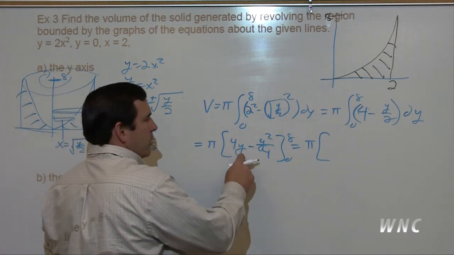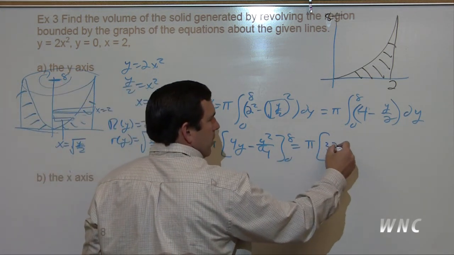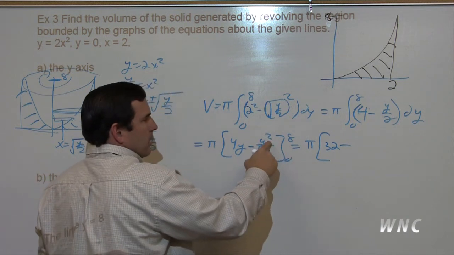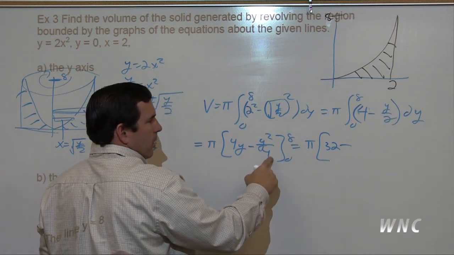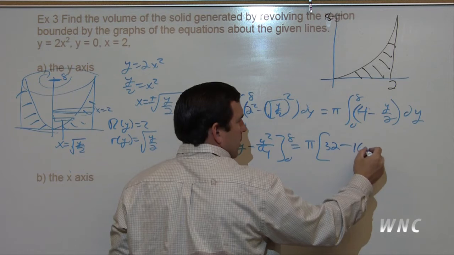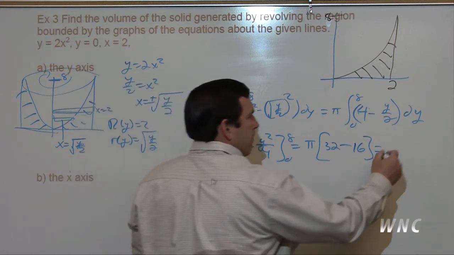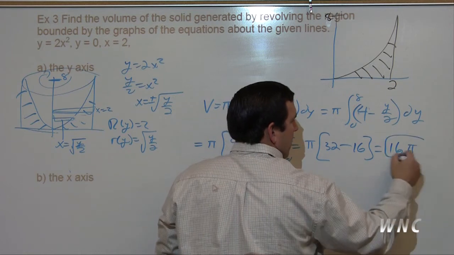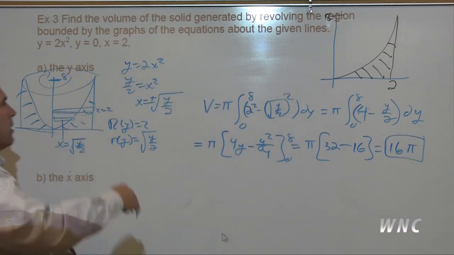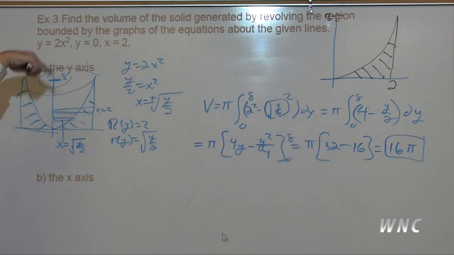So 4 times y is 32. Y squared is 64 over 4 is 16. And I get 16 pi. So that is rotating about the y-axis.